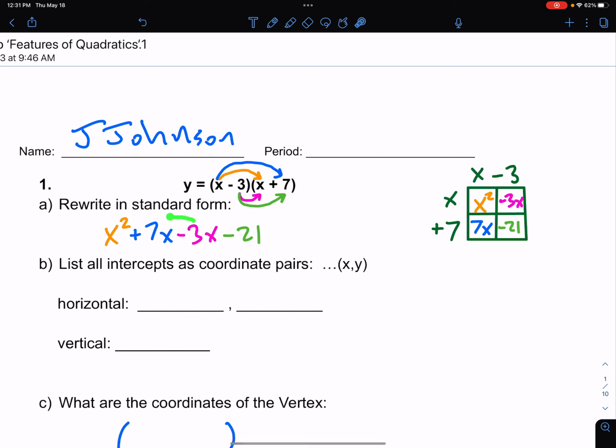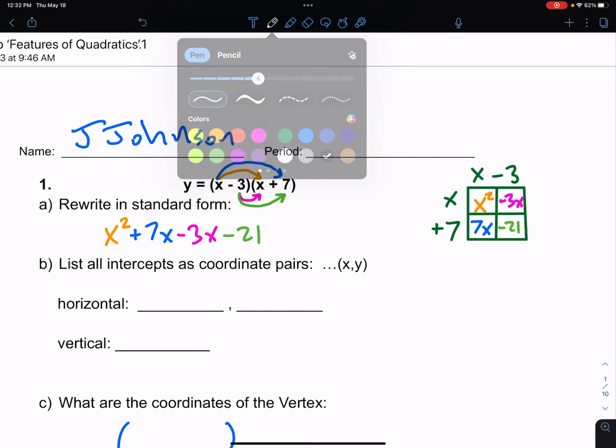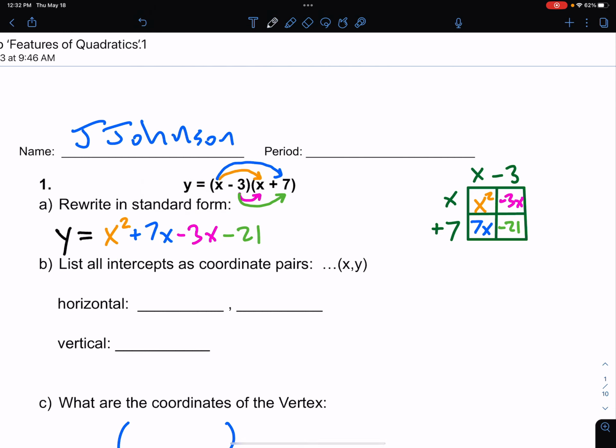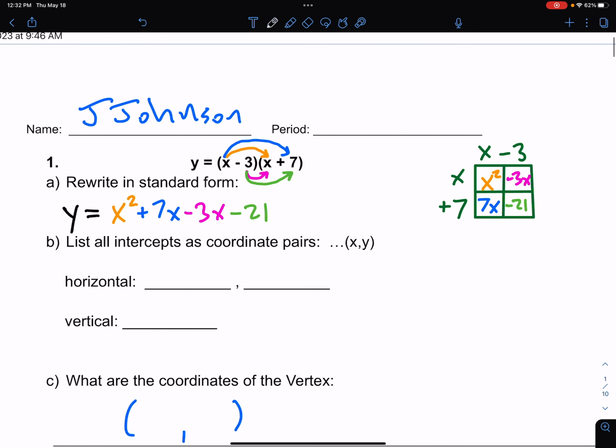If you want to simplify this, you could combine the 7x minus 3x and just call that middle term plus 4x. But I would give you full credit if you can come up with at least this part right here. Maybe it might look nicer if we put a y equals over there. All right, here we go.